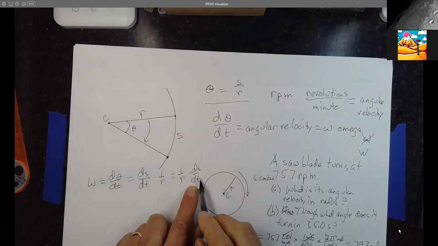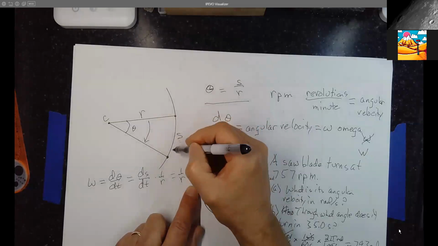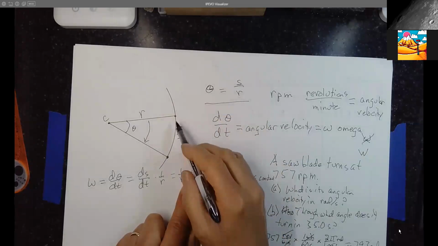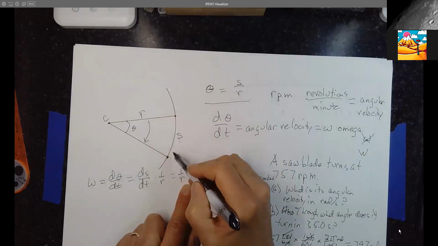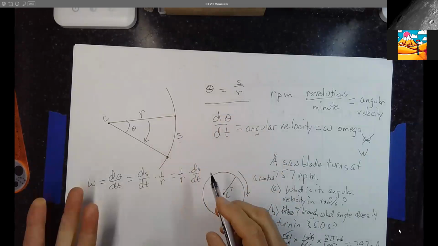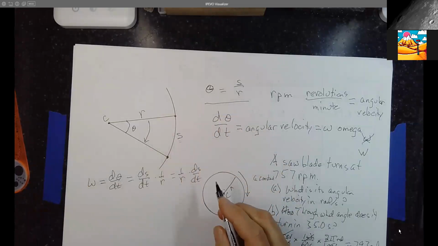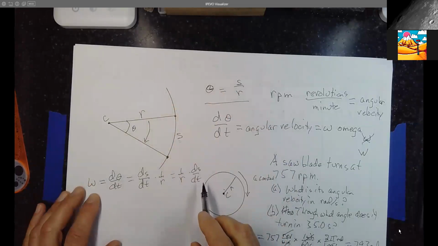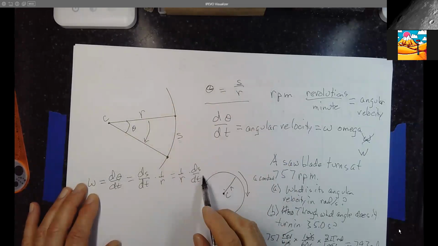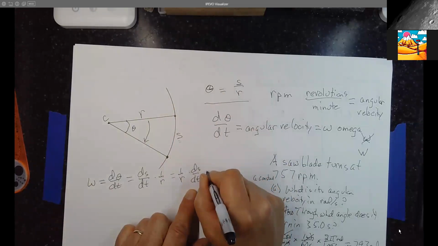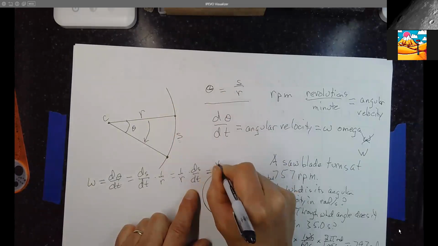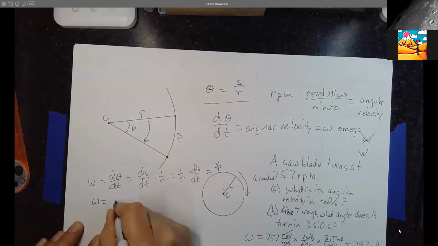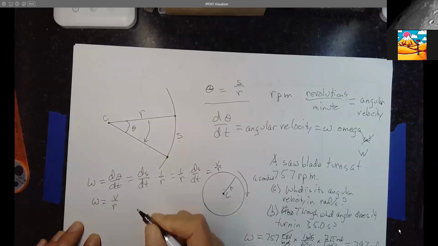ds dt is going to be the tangential velocity of whatever it is that's moving along the surface here, or a point on the rim of this thing. We usually don't bother calling it tangential velocity. It's constantly changing direction, for one thing. Tangential speed might be better, but we'll just stick a v on that, and we'll get v over r. And so omega is going to equal v over r.